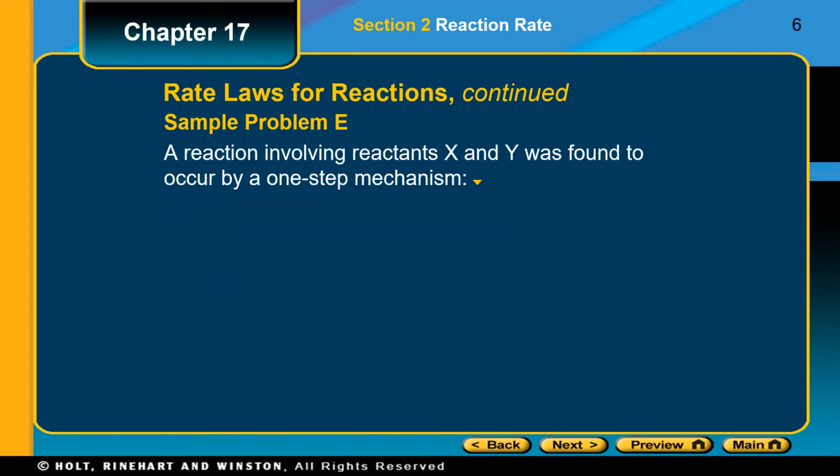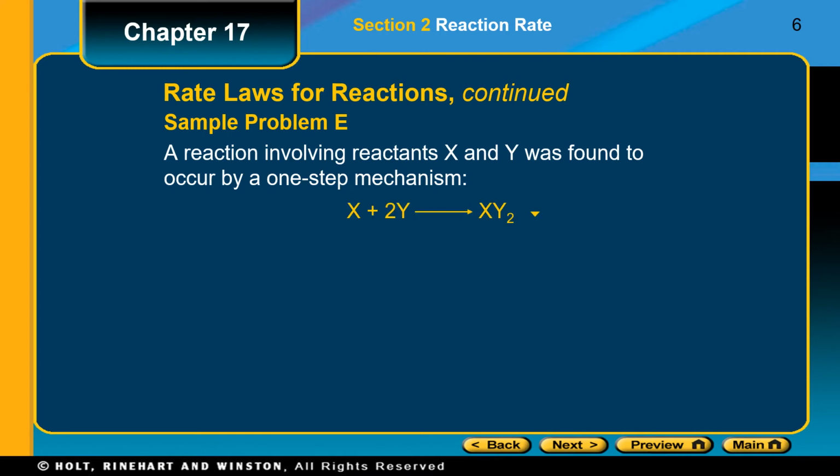Now let's do sample problem E. This is a reaction involving reactants X and Y. They aren't saying what they are, but they're X and Y, and it was found to occur in a single step. This is a one step, so remember what we learned yesterday about one step.